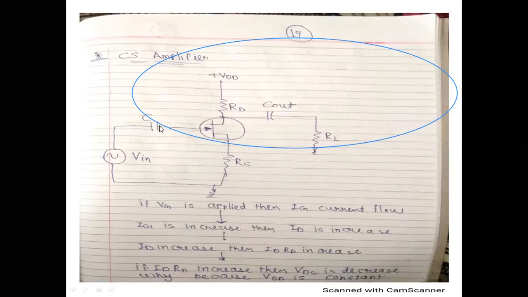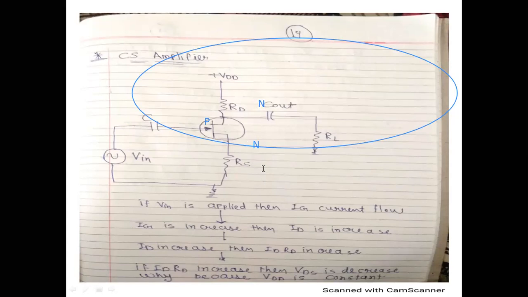If IDRD increases, then VDS is decreased. How is it possible? See, consider here the P terminal. I have written here, consider here the P terminal. Consider here the N terminal. Why? Because an N channel JFET is present. Here consider also the N terminal. Consider the N channel JFET.